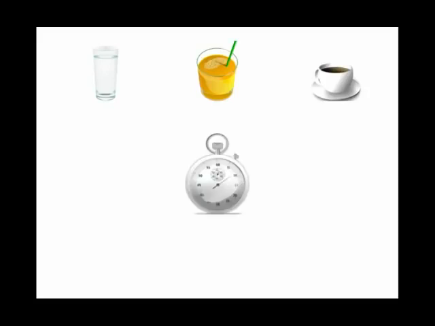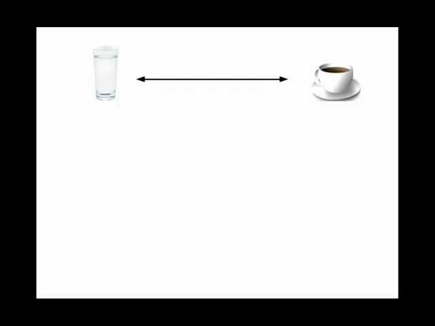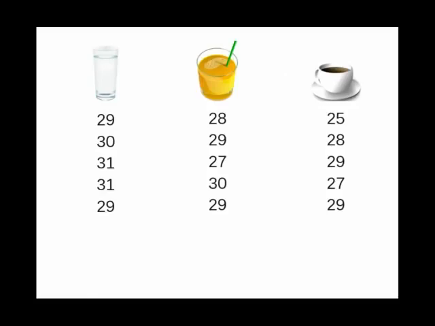Now you test everyone's reaction time. And you want to know if there's any difference in reaction time between the groups. The null hypothesis says that the mean reaction time for all three groups is the same. If there were only two groups, you could use a t-test to find out if there's a difference between them. But when you have three groups or more, you need to use a different approach, the analysis of variance.